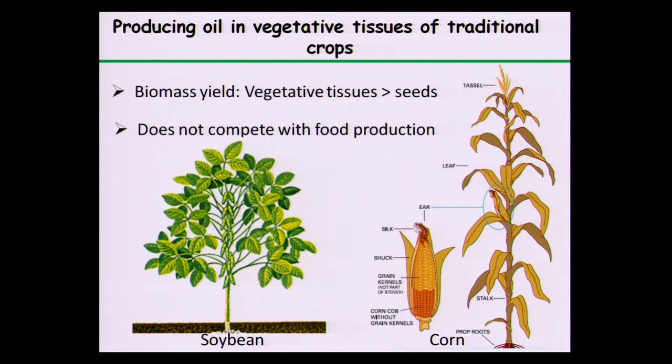One solution to expand oil production is to produce oil in vegetative tissues of traditional crops such as corn and soybean. Compared with producing oil in seeds, producing oil in vegetative tissue has at least two advantages. First, the biomass of vegetative tissues is much higher than seeds, right? You can see that seeds only make a small fraction of total biomass. Further, if you produce oil in vegetative tissue, this portion does not compete with food production.